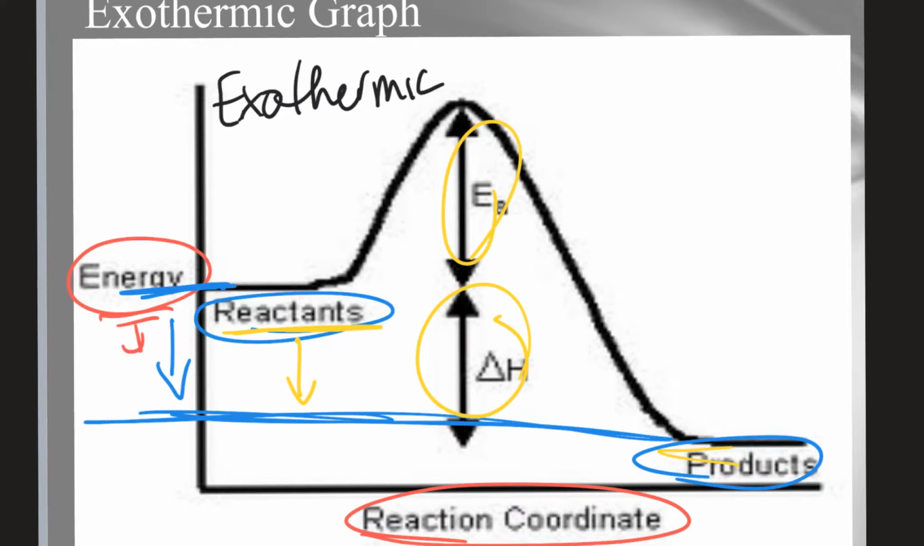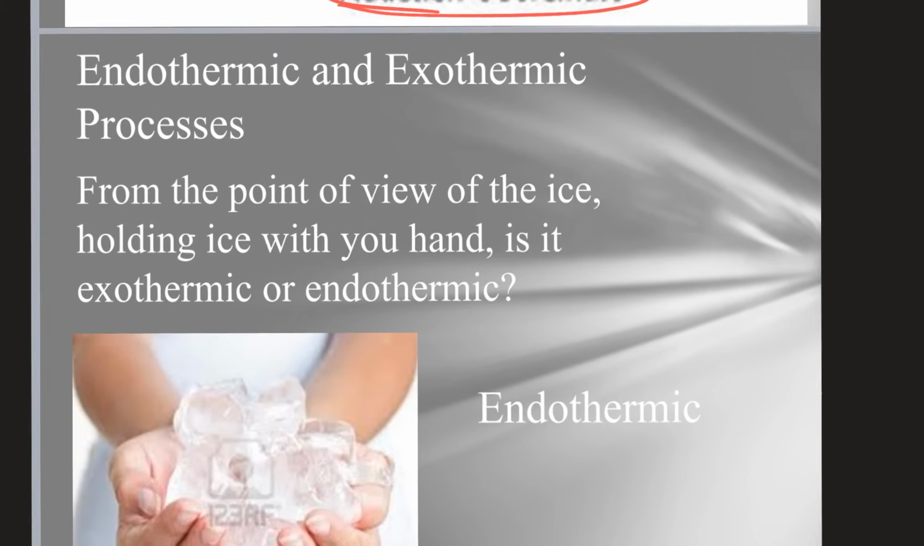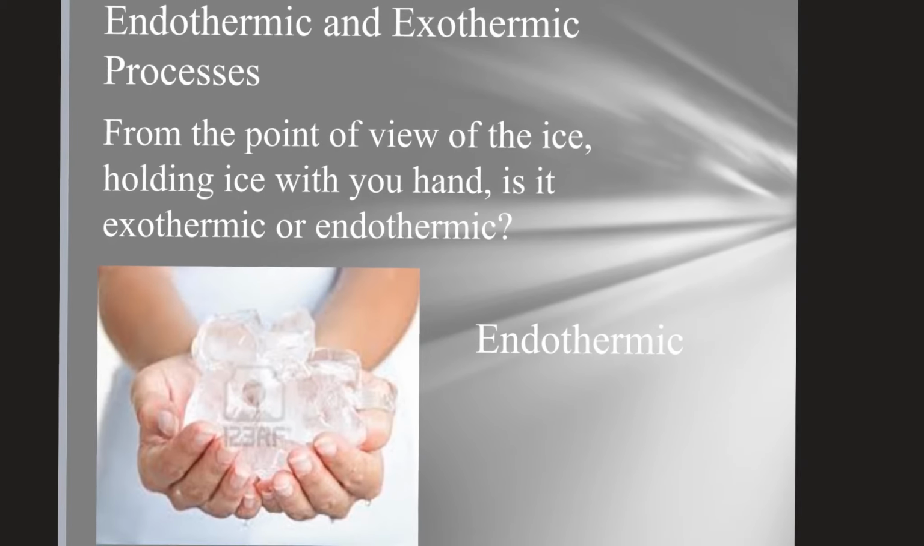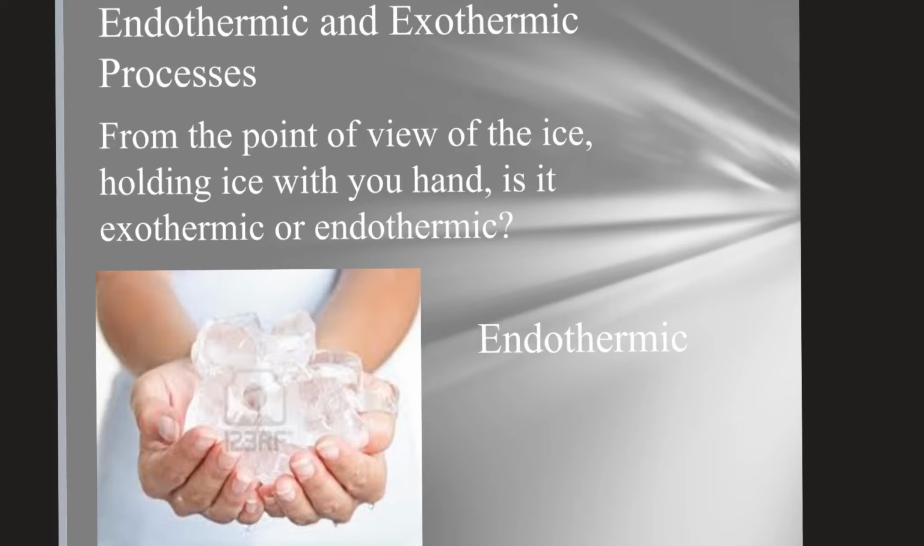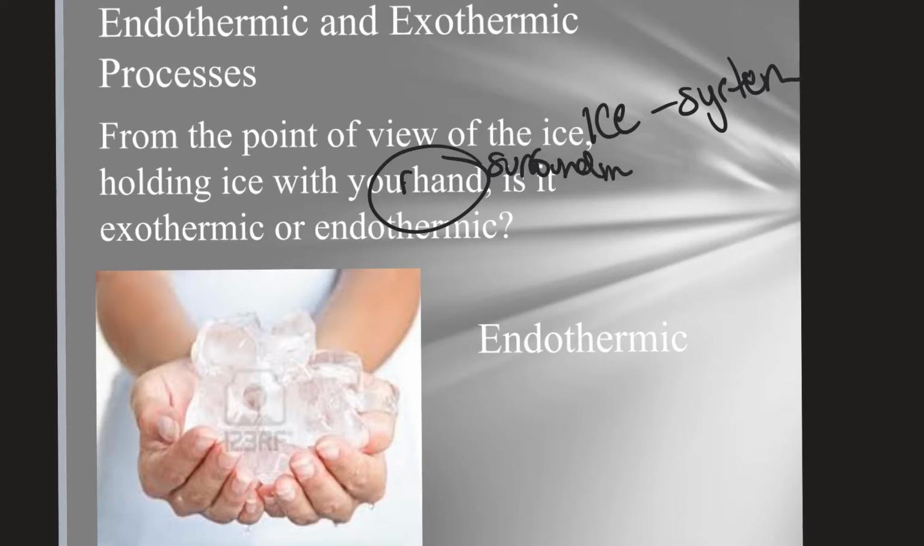Let's just look at a couple of examples of physical endothermic and exothermic processes. Here's an example. From the point of view of the ice, if the ice was your system, I'm just going to write that down. Your ice is your system. You're holding it with your hand, so your hand is your surroundings. Is the system experiencing an exothermic or endothermic process?